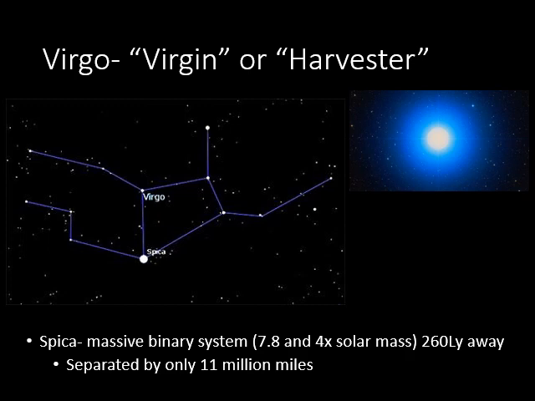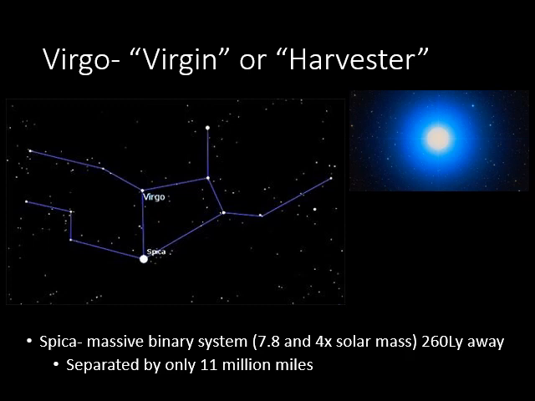Going along with our theme so far, Spica is indeed a binary star system, two stars orbiting around one another. Both of the stars are a bit more massive than our sun. One is 7.8 and the other is 4 times the mass of our sun. And that system is 260 light years away from us.